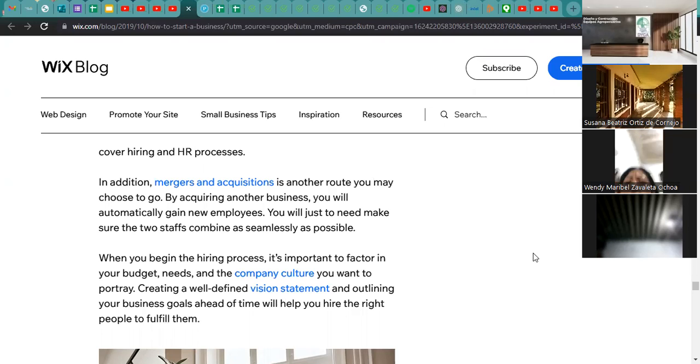When you begin the hiring process, it's important to factor in your budget needs and the company culture. Creating a well-defined vision statement, outlining your business goals ahead of time, will help you hire the right people to fulfill them.